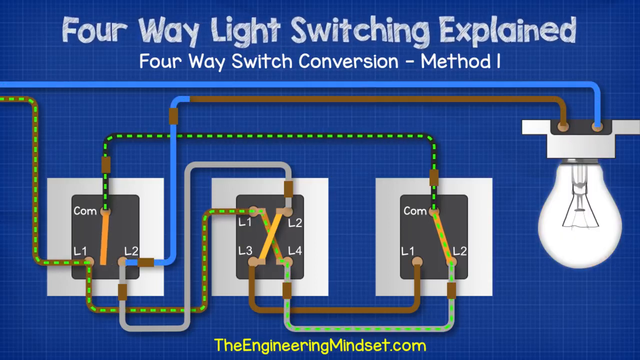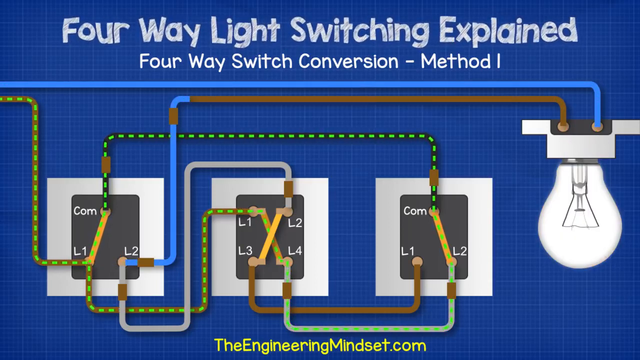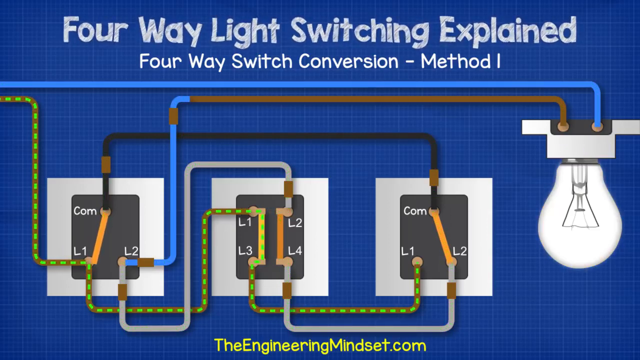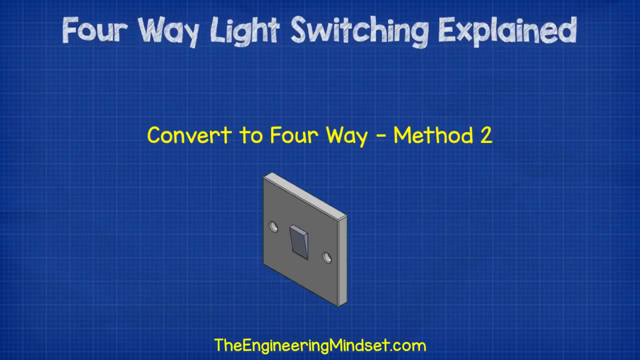And if we flip switch 1, then we break the circuit so it can't reach the lamp. We flip switch 2 to make the circuit, and we break the circuit by flipping switch 1.